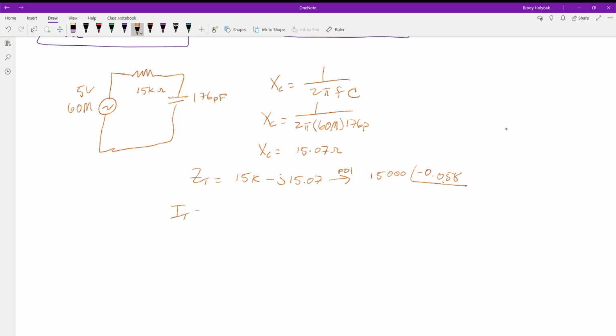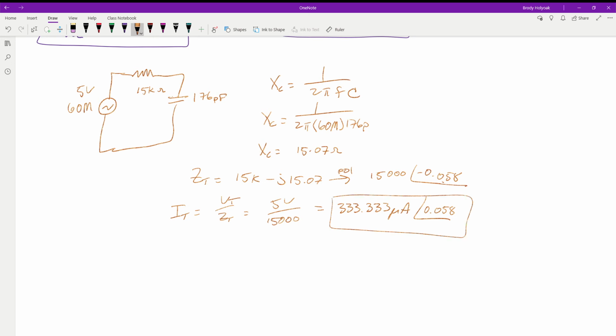I total is equal to the voltage total divided by the impedance total. So 5 volts divided by 15,000 gives us 333.333 microamps at an angle of essentially 0. You know, that is not much of an angle. We're never going to see that value on our scope. That's going to be lost in the noise. So that's one good thing here. Like I said, we're not too worried about that value. So we have our current.